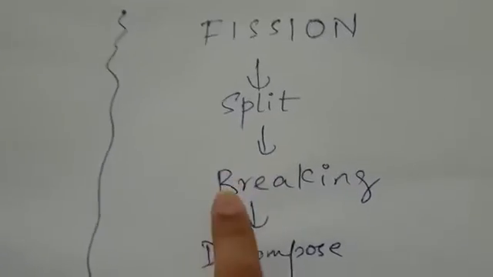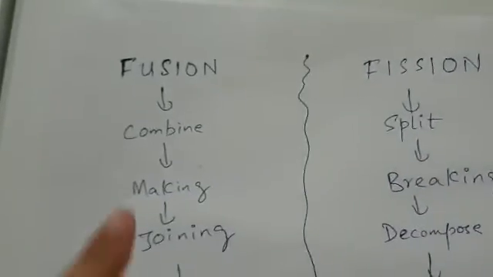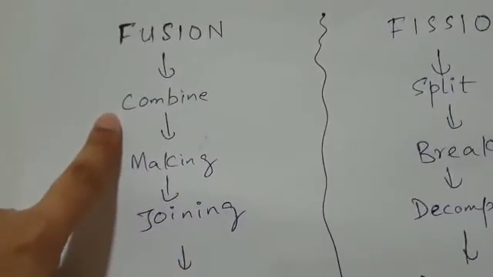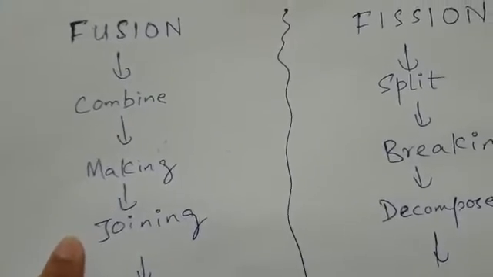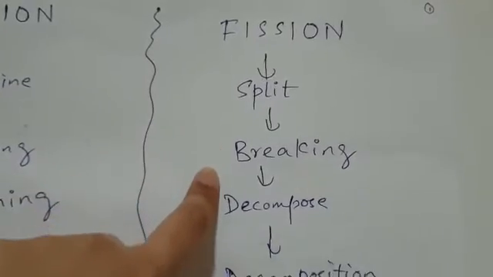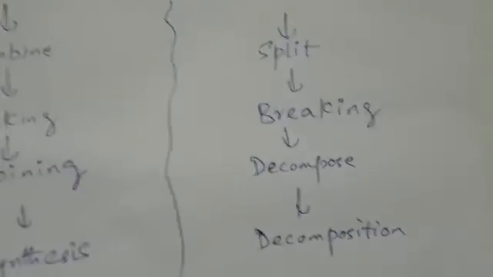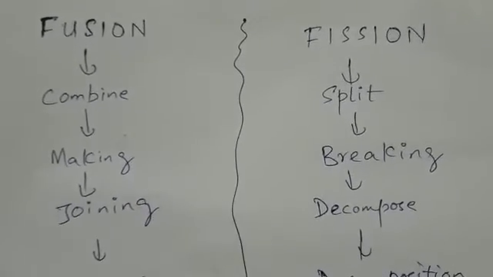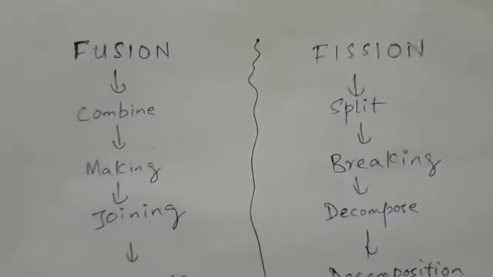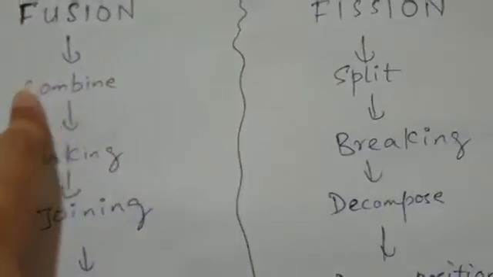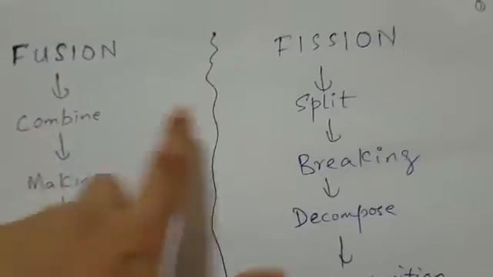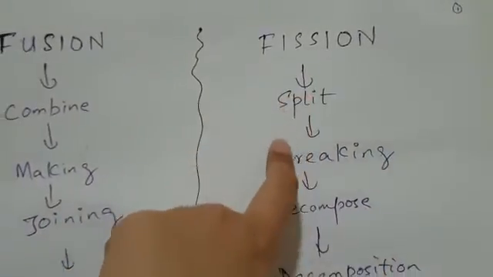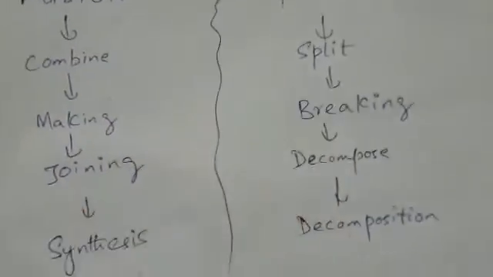If one thing is breaking into many things, that's called fission. So fusion is combine, making or joining, fuse, while fission is split, breaking and decompose. If you remember, earlier on we talked about the synthesis and decomposition reaction. We said synthesis means combination, like two or more things combined together make one thing, while decomposition, we said, is a breaking, when one thing splits into two things.